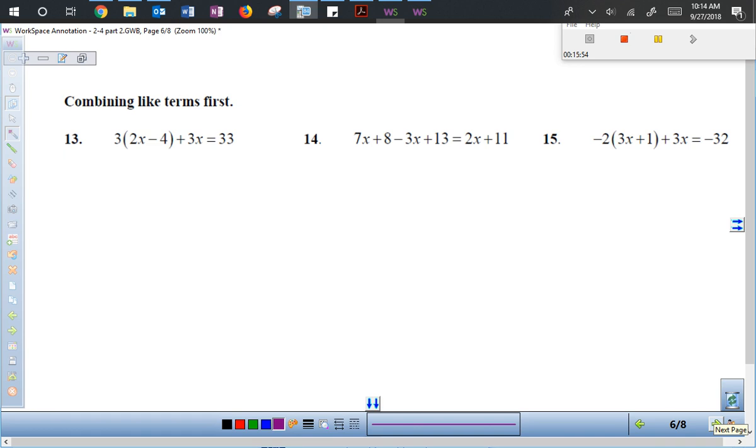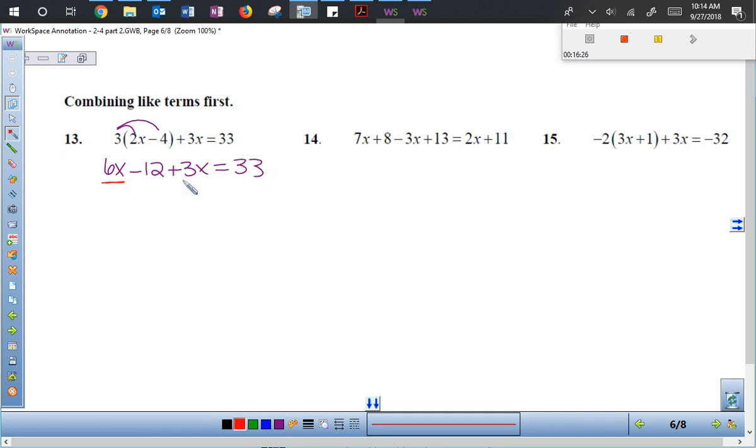On number 13, we're going to do the same thing, but we're still going to combine like terms first. So we have 3 times the quantity of 2x minus 4 plus 3x equals 33. This one's just like we did last class. I want to start by distributing my 3 throughout that parentheses. So 3 times 2x is 6x. 3 times negative 4 is negative 12. And then I don't multiply the 3 times 3x because the 3x is not in the parentheses. So I'm going to bring that down and set that equal to 33.